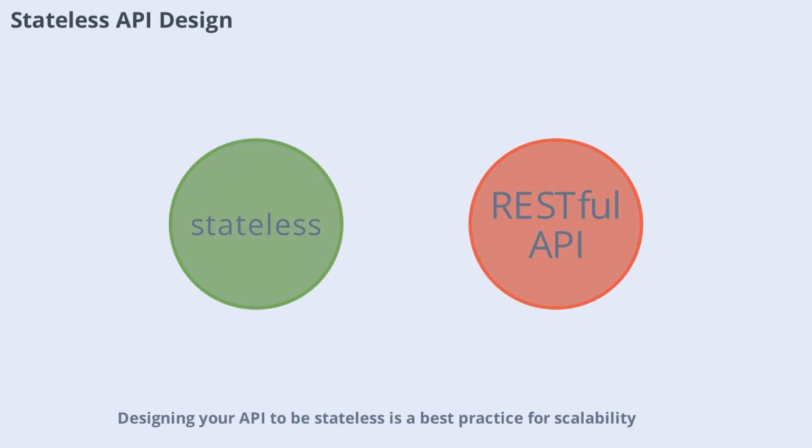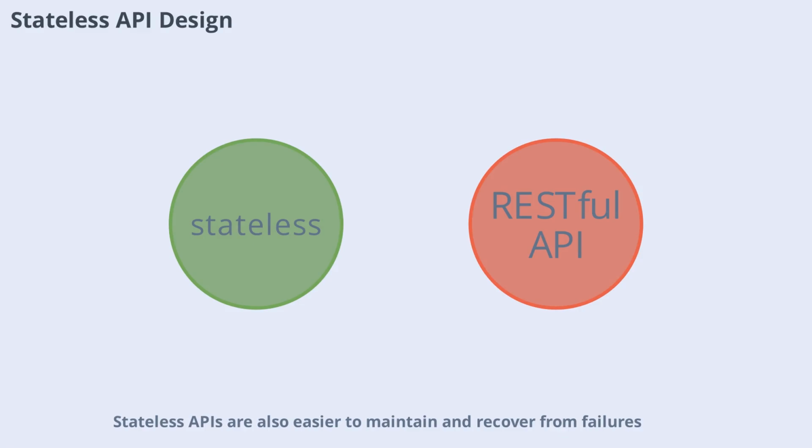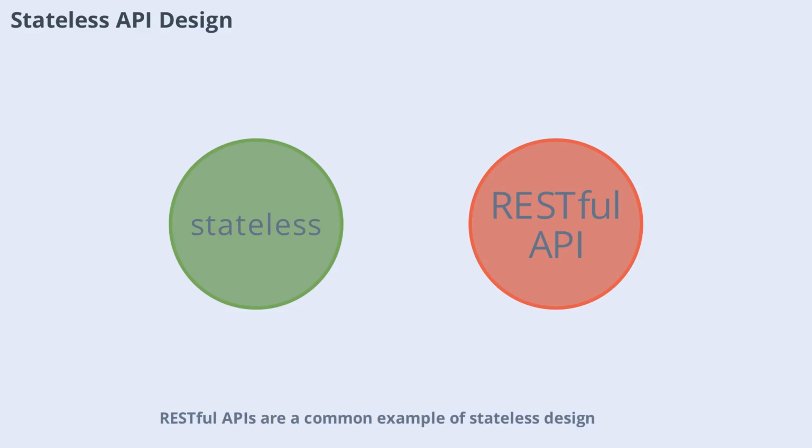Designing your API to be stateless is a best practice for scalability. In a stateless API, each request contains all the information needed to process it, so servers don't need to remember previous interactions. This makes it much easier to distribute requests across multiple servers and scale horizontally. Stateless APIs are also easier to maintain and recover from failures. RESTful APIs are a common example of stateless design, which is why they're so popular for scalable systems.